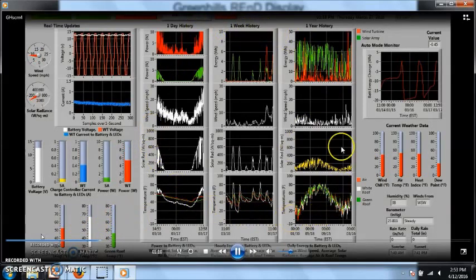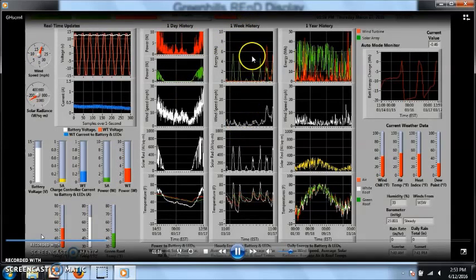Down over here we have some archival data. This shows a one-day history, a one-week history. This is updated every hour. This is a one-year history. We're showing across here the power outputs from the wind turbine and the solar array.